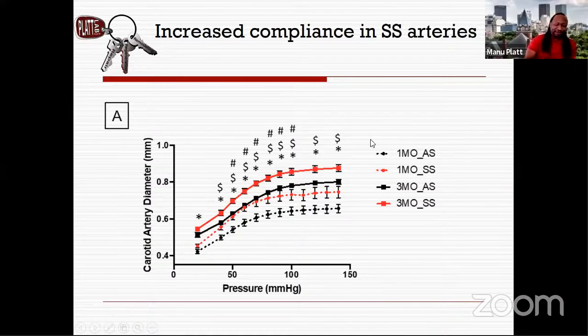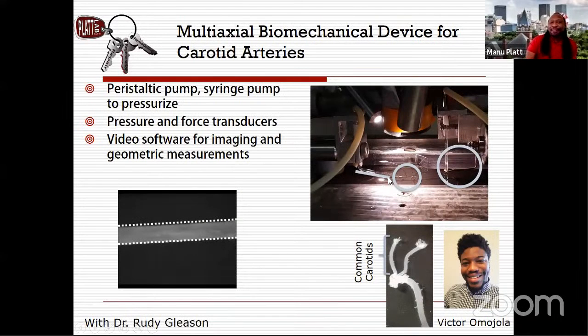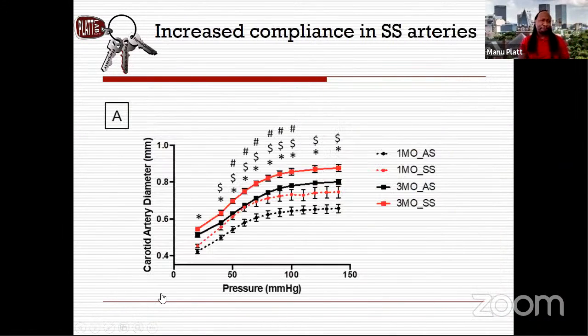In this experiment, we tie the carotid artery onto this actuator here. And if you increase the pressure going through the lumen of the artery, then you look at the diameter of the vessel as it changes. And again, the greater the diameter change with pressure means the greater compliance, but the more resistance it is to change, then the stiffer the artery is. And this is my student Victor, who's done this work, in collaboration with Rudy Gleason.